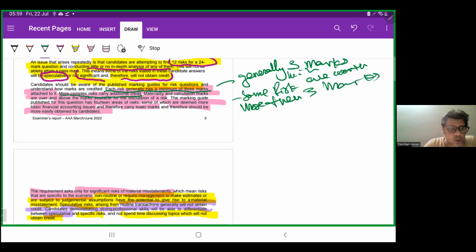Materiality and calculation marks are over and above the marks available for the discussion of a risk. The marking guide published for this question has 14 areas of risk, some of which are deemed more basic financial accounting issues and therefore carry lower marks and should be more easily obtained by candidates. That was the thing. Many students did criticize me, saying I am writing too lengthy, that we just need three small paragraphs to obtain 3 marks per risk and that would be enough. Blah blah blah. You are writing too lengthy, and I said no.